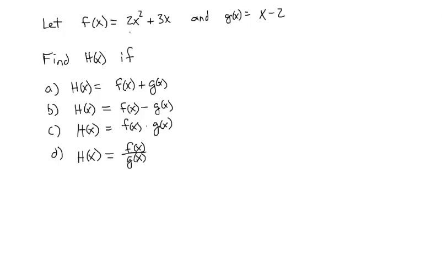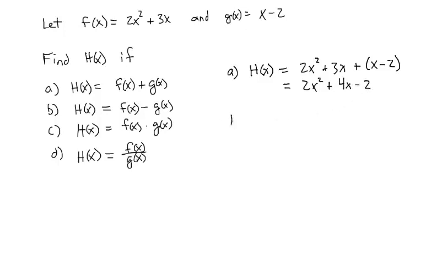So for part A, we want to add them. So we're going to have h of x is equal to f of x, which is 2x squared plus 3x, plus (x minus 2). And I'm putting x minus 2 in parentheses just out of habit because when we subtract, we want to make sure we distribute the negative to both terms. Well, in this case, by distributing the positive to both terms, we get the same sign that's out in front of the terms already. So here, when I simplify, I have 2x squared, and now I have a 3x plus an x, so I get a 4x minus 2.